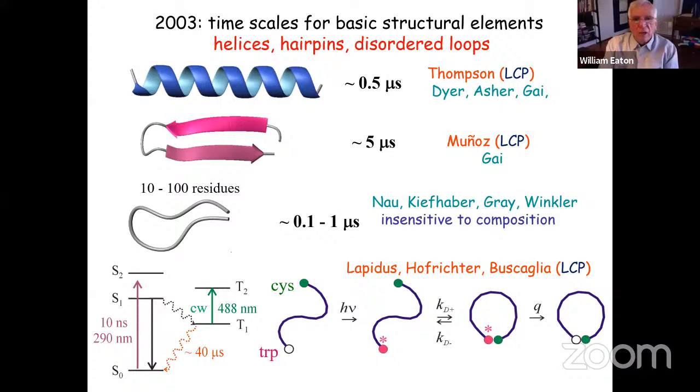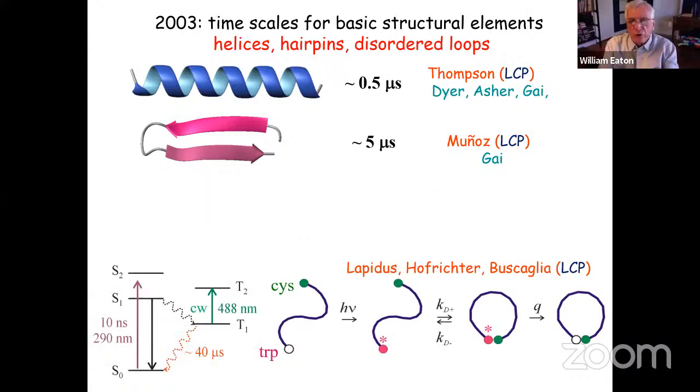So I was describing this slide about loop formation. You heard what I said, I think, that tryptophan has this long-lived triplet state, lasts for 40 microseconds. So if you have a peptide with a single cysteine and a single tryptophan, because cysteine quenches this triplet state 400 times faster than any other amino acid, when the triplet state is quenched, it's because it's made a contact with the cysteine. So by studying the viscosity dependence, we can get the diffusion-limited rate, the quenching rate and the equilibrium constant, which gives us information about the persistence length of the chain.